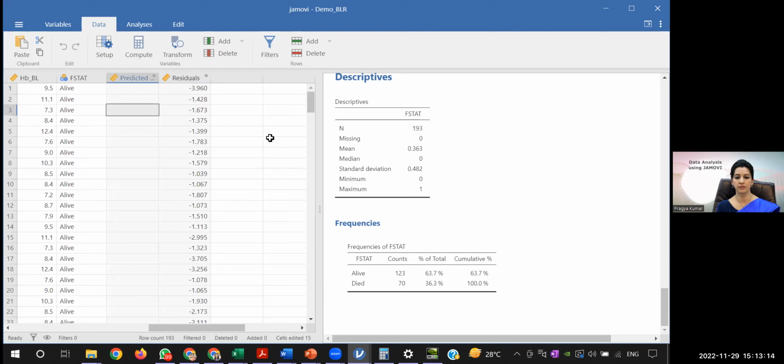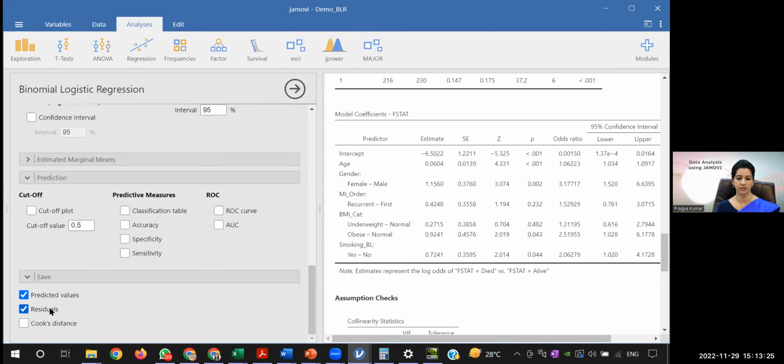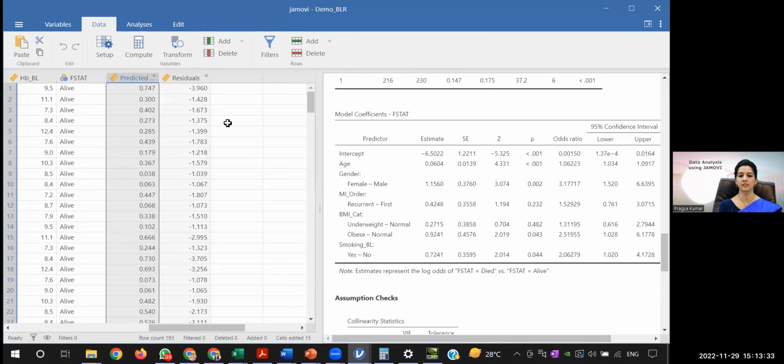So you can see here the residual, but where is the predictor? Let me check whether I have clicked that or not. So you can go here. At times this Jamovi also behaves like this; you can go to this data. Yes. So now you can see these are the predicted probabilities which we have saved. And this residual is the difference between the observed and predicted. So predicted is 0.74, 0.3. And then this is the actual status.